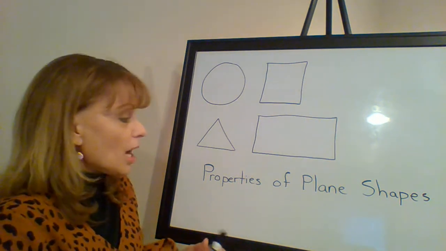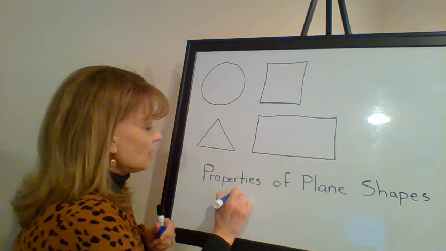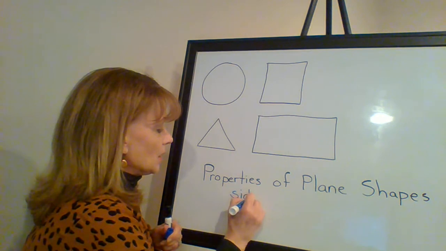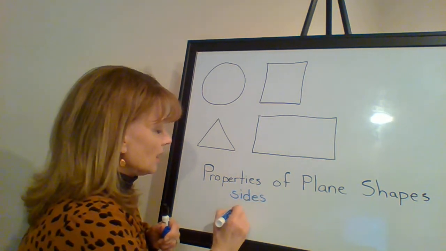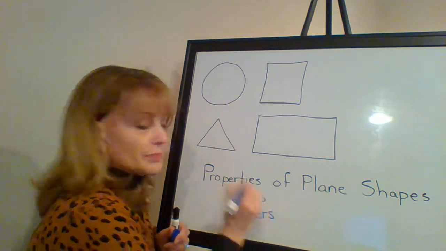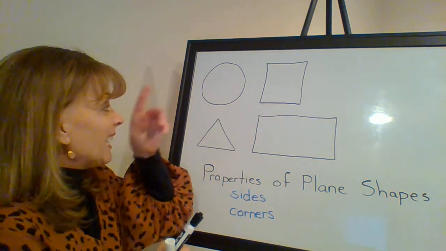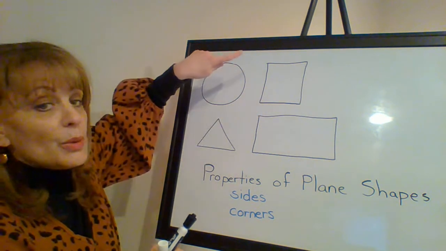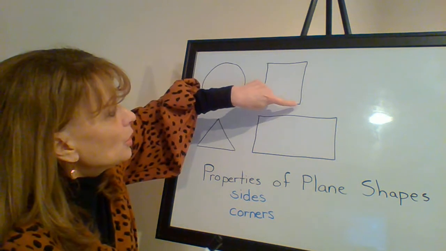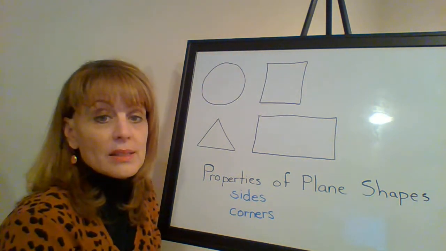And we're going to talk about, making sure you can see this, sides and corners. When you look at a square, you notice that it has 1, 2, 3, 4 straight sides.